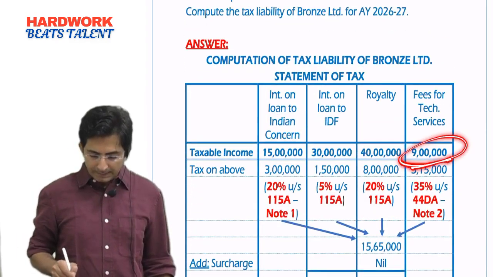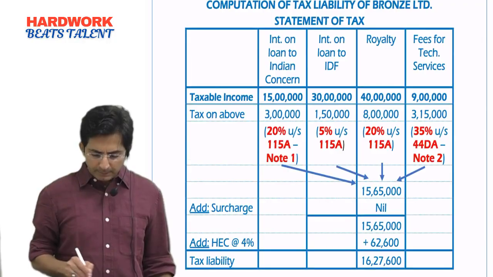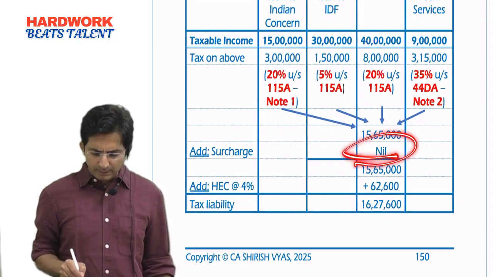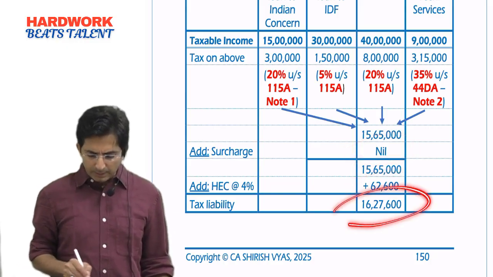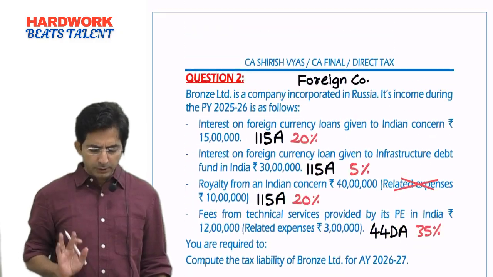So net is 9 lakhs. So just apply the rates, and surcharge is not there, as we have seen, it's not crossing 1 crore. Health and education cess, and that says your tax liability is this much. So this was question number 2.